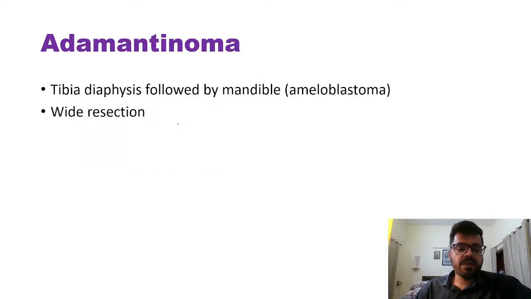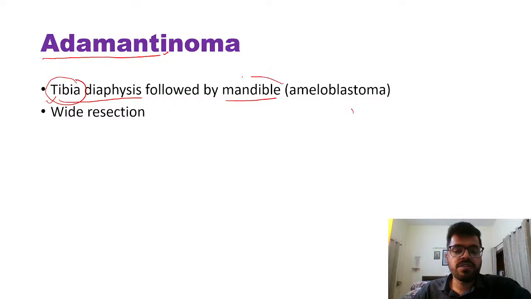Adamantinoma. Adamantinoma is seen in tibial diaphysis followed by mandible. You can remember it like if someone is too adamant about something, we first kick them on their shin and then we punch them in their face. So tibia followed by mandible. Adamant people.